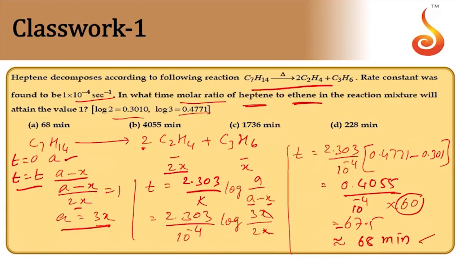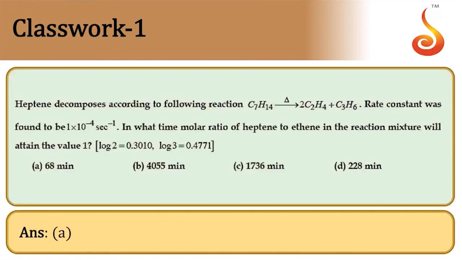Now we have taken the first order rate equation and substituted. Here A is known to be 3x, so A minus x will be equal to 3x minus x, which comes to 2x. Therefore we got log 3 minus log 2, and these values are given to us. On simplification we get the value in seconds. We divided further by 60 to get the answer in minutes. Therefore 68, the option is A. In this case the answer is A.